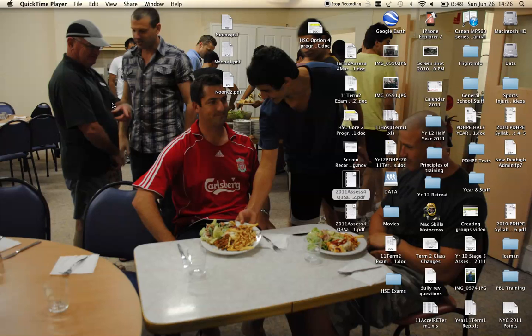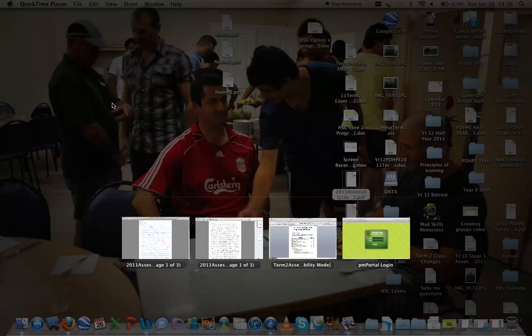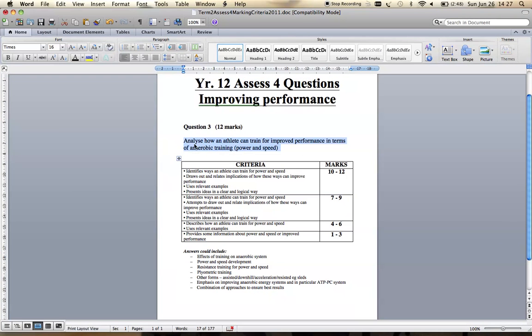G'day boys, this is the feedback section for question 3 of assessment 4 for term 2 2011, and let's just have a bit of a look at the actual question. So you can see the question here has been highlighted, which was the 12 marker. Analyse how an athlete can train for improved performance in terms of anaerobic training, power and speed. Specifically power and speed there.